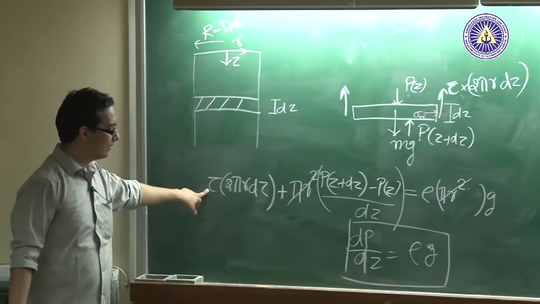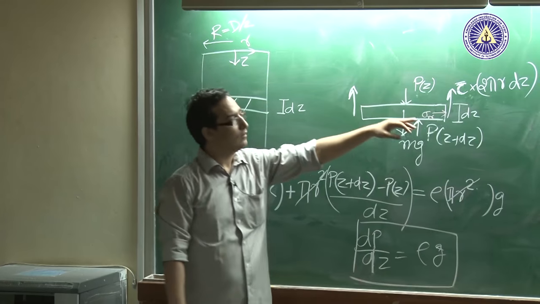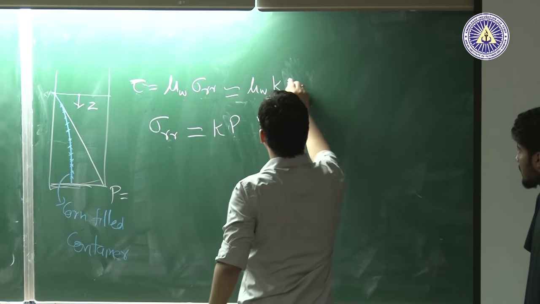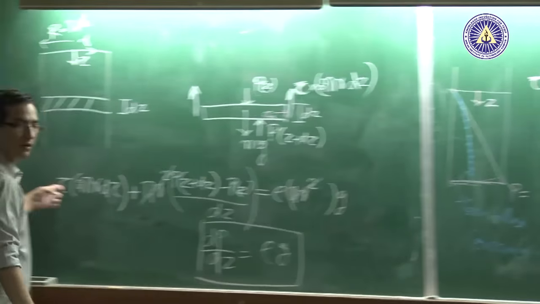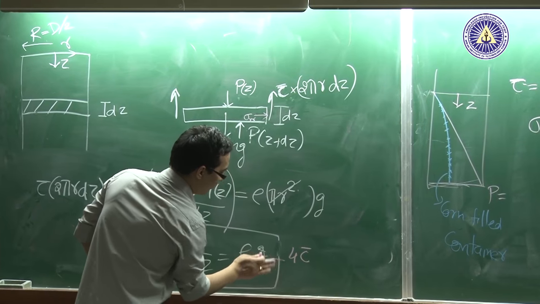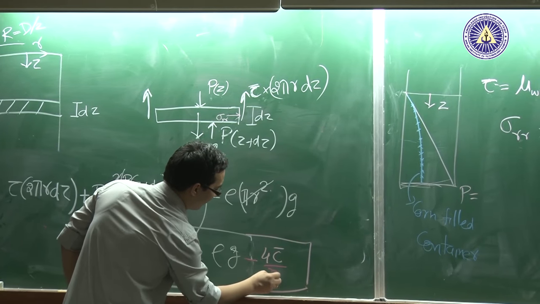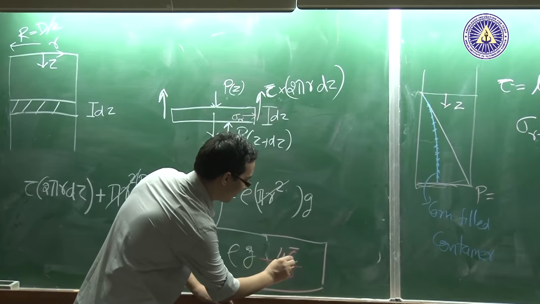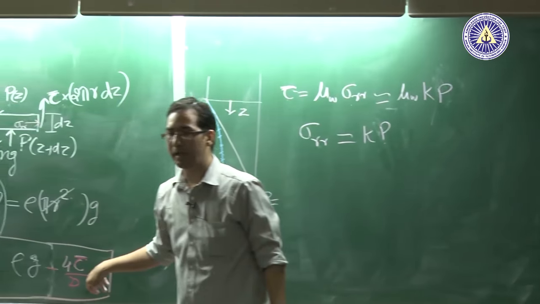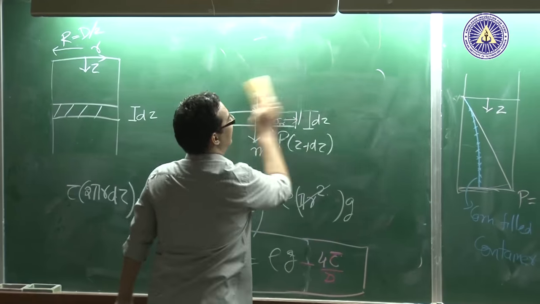Now if I put it here, remember sigma ZZ is what I'm calling pressure, so I'll just call it pressure. Then you have this additional term coming in, and this equation essentially becomes minus 4 tau over the diameter. I'm skipping over some steps here. And this tau, if you put it in terms of P, then this is an equation in terms of P, and the solution is, let me just finish it off.